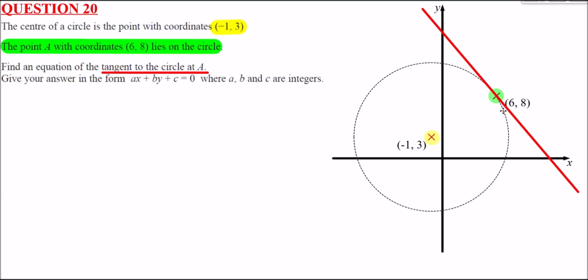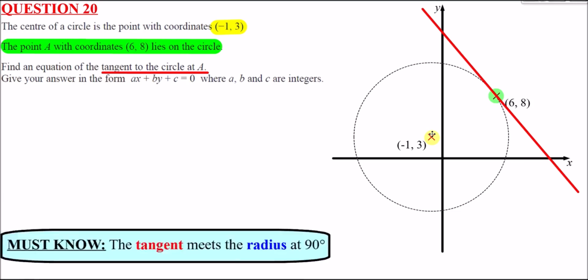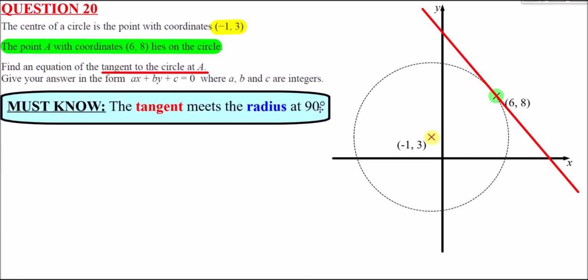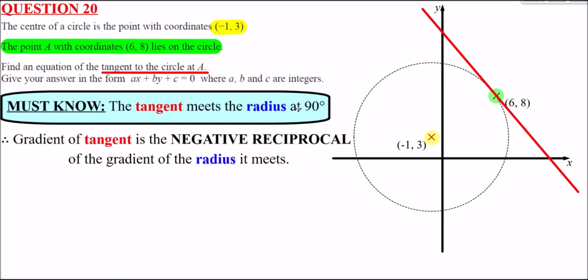So let's just think about what we know about the tangent to a circle. One thing you absolutely must know is that the tangent meets a radius at a 90-degree angle. A tangent and radius meet perpendicularly. So what follows from that, the conclusion, if a tangent and radius are meeting perpendicular to each other, then what do we know about the gradients of two perpendicular lines? What you need to remember is that if two lines are perpendicular, one gradient is the negative reciprocal of the other. So in our case, the gradient of a tangent will be the negative reciprocal of the gradient of the radius it meets.